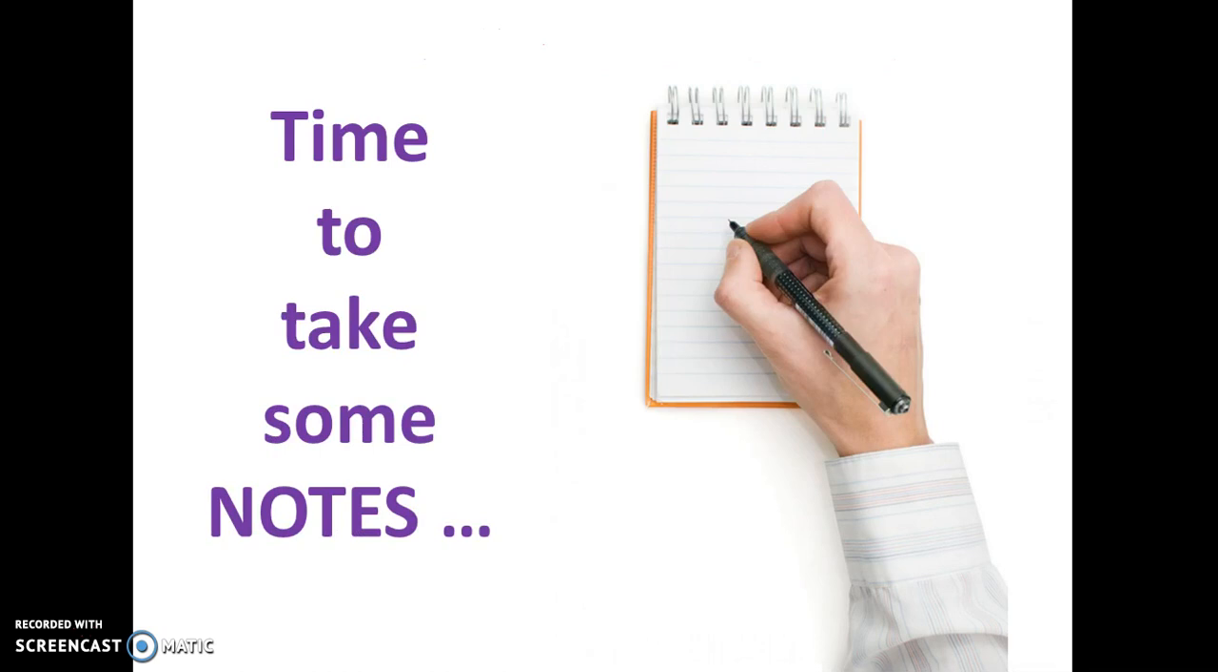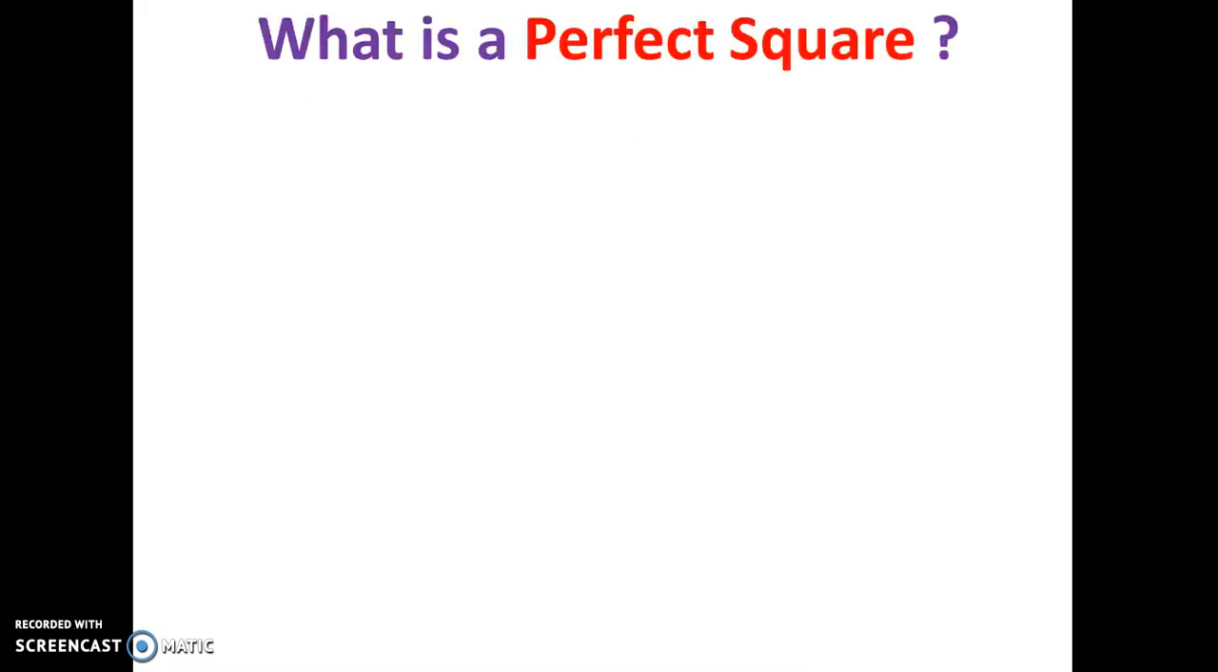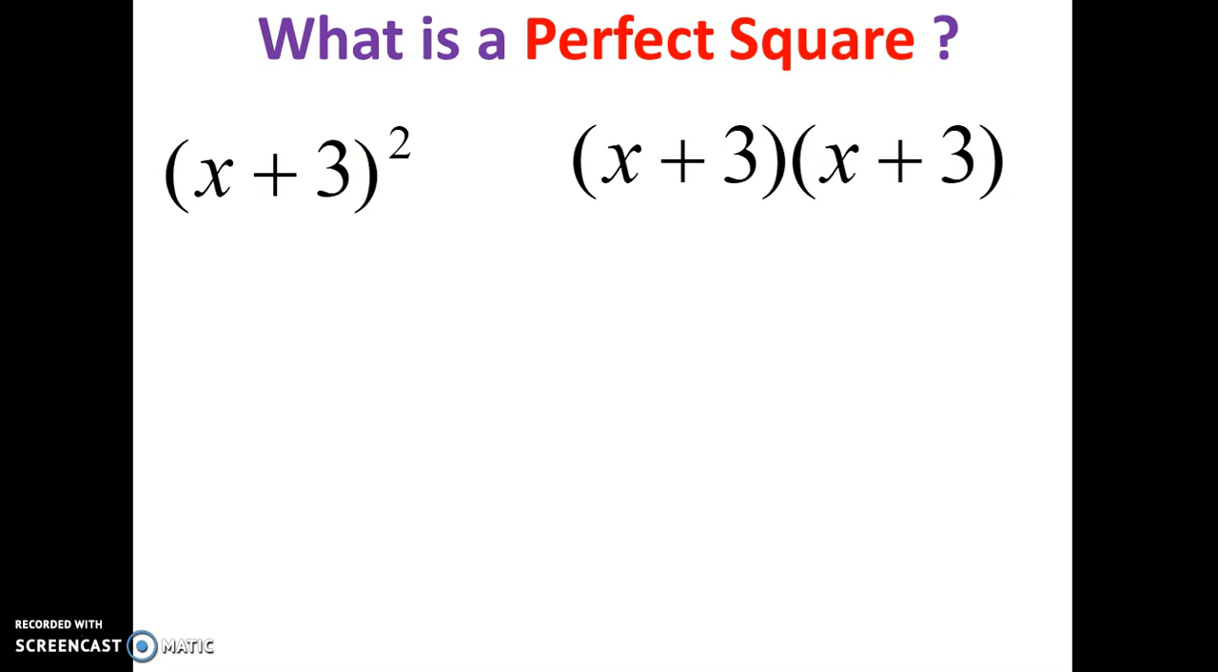Let's take some notes, get your notebook ready, we'll add some examples. What is a perfect square? Now we're going to talk about it algebraically. Just like 4 squared was a perfect square, this algebraic expression (x + 3) squared is also a perfect square. This expands to (x + 3) times (x + 3). Those are the two factors.